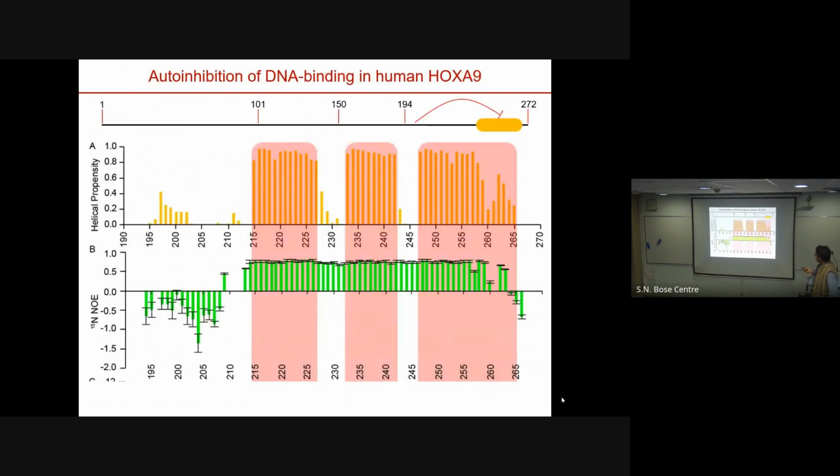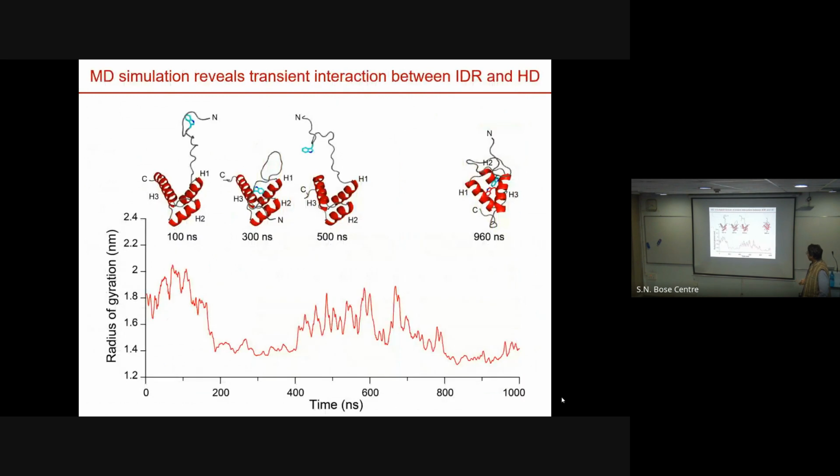So that confirms that yes, this part is disordered, but it still doesn't tell you what it is doing to inhibit the DNA binding. So for that, we actually did a little bit of MD simulation of this construct. So we had a 1 microsecond MD simulation, and there we can see, this is the radius of gyration plotted for the protein. You can see that the radius of gyration is high, then it comes down, then again it goes up, and then again it comes down. And if you take snapshots at different time points, you can see that here it is extended, and then it collapses, then again it goes back out, and then again it collapses.